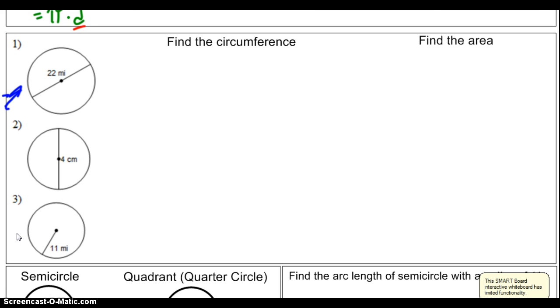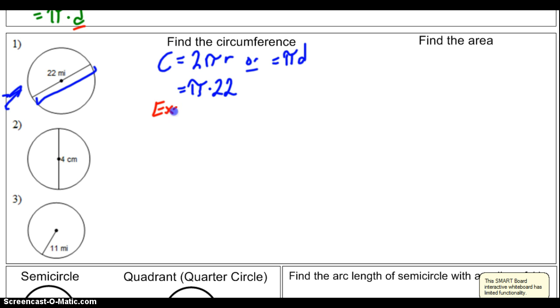Remember, circumference is either 2 pi r or it is pi times the diameter. Okay, in this case I'm given the diameter, so I might as well work with the second one. So circumference in this case will be pi times 22. At this point you have two options. You could either write your answer in exact form, or you can write it in decimal form.